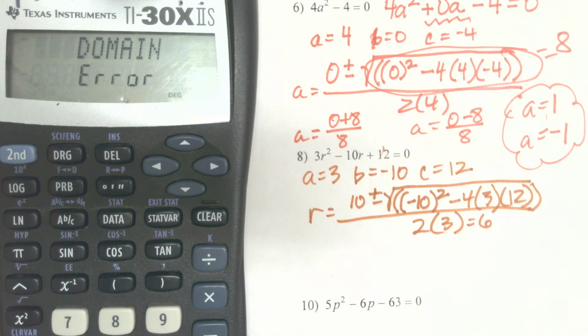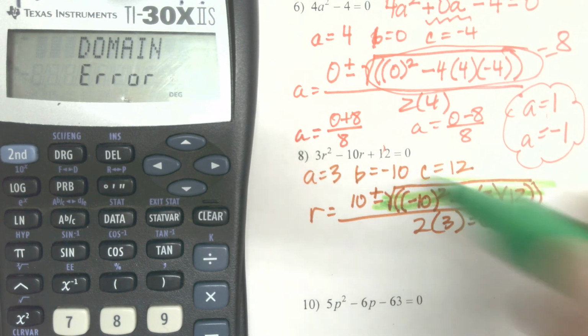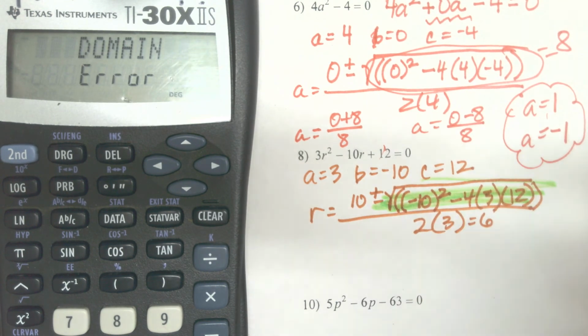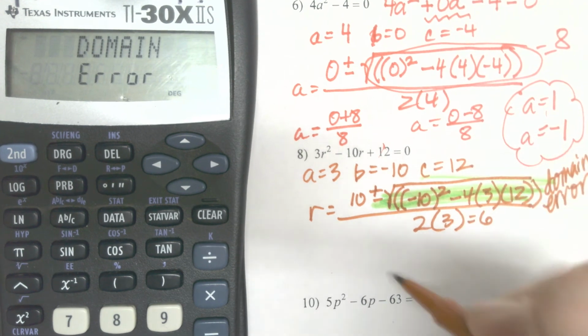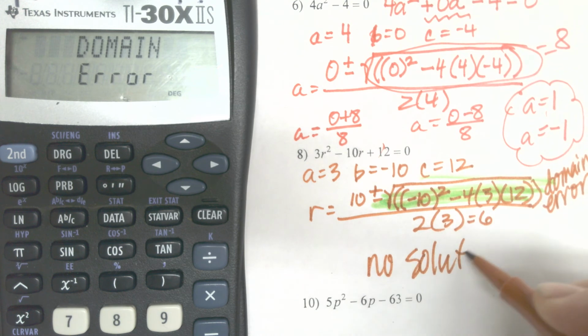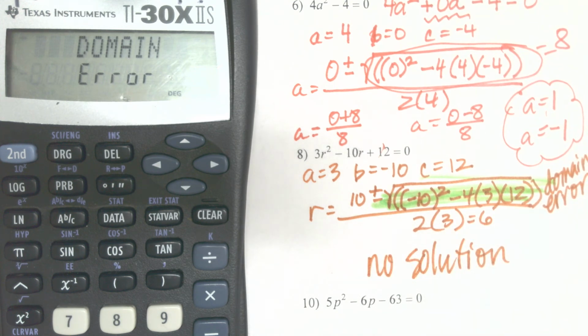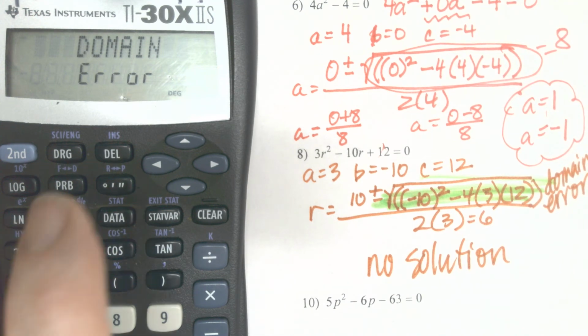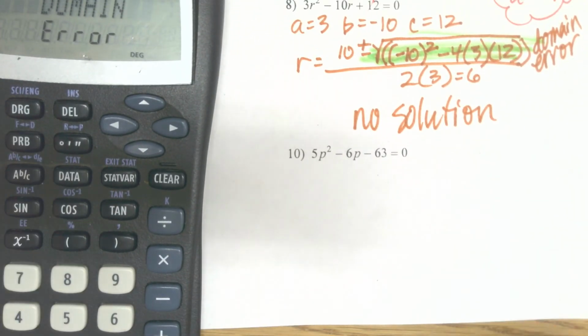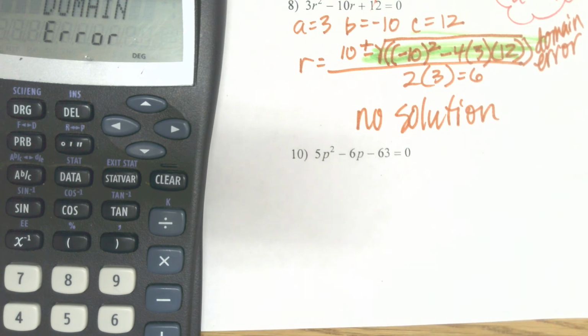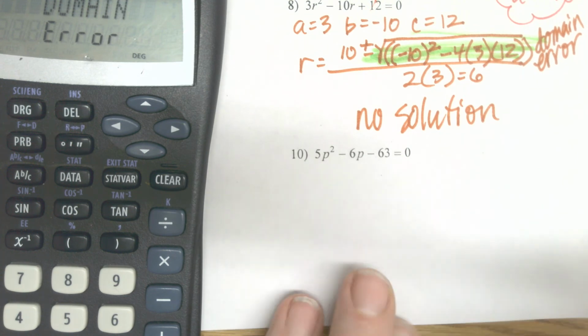So 4 times 3 times 12, end parenthesis, hit equals. Oops, I got a domain error. Did you guys get a domain error? Yeah, okay. So here we go. That ended up being domain error, so remember, no solution. FYI, on the homework part of this, you're going to have 2 of them that are domain errors, 2 that have no solution, and then the other 3 will have a solution. So keep that in mind as you're working. If you end up with a whole bunch of them getting a no solution, you did something wrong. But let's run through this last one together, and then I'll let you do some on your own.